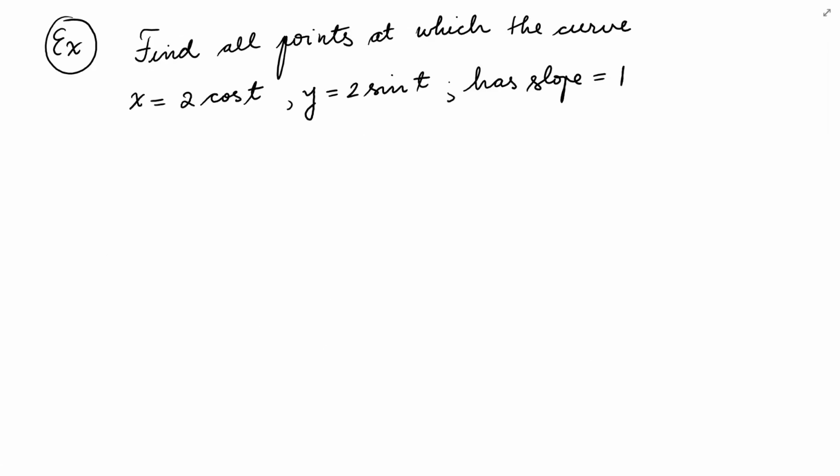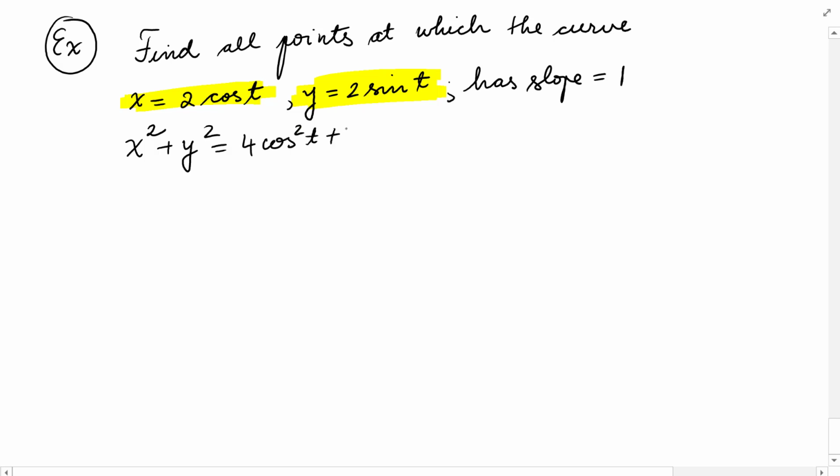Let's solve another example. Find all points at which the curve x equals 2 cosine t, y equals 2 sine t has slope 1. First of all, let's remember that this is actually the equation of a circle with center at the origin with radius 2, right? If we square each of them, we get x squared plus y squared equals 4 cosine squared of t plus 4 sine squared of t, which is equal to 4. So let's use the information that is given. The slope is 1. So let's start with slope.